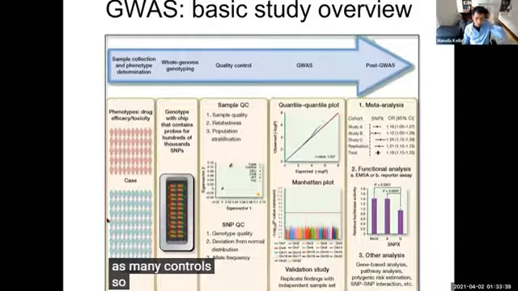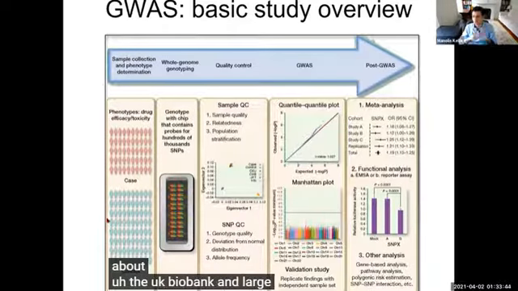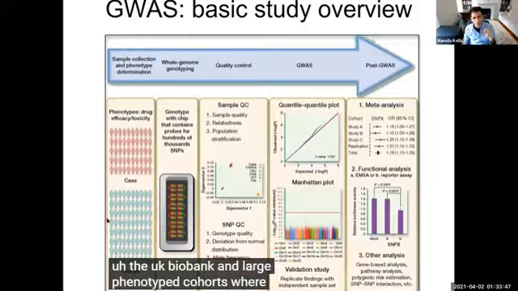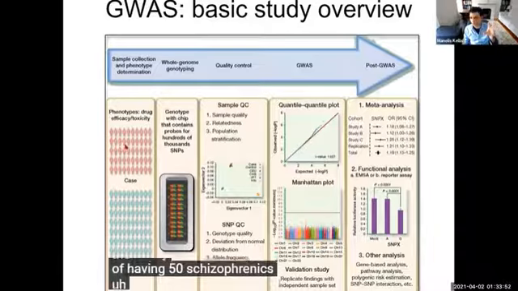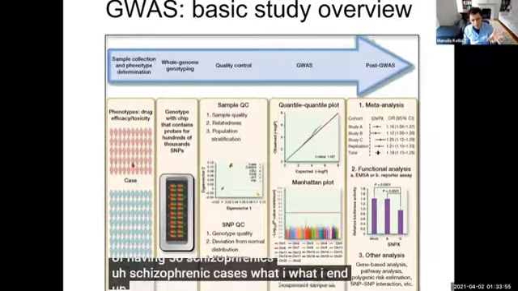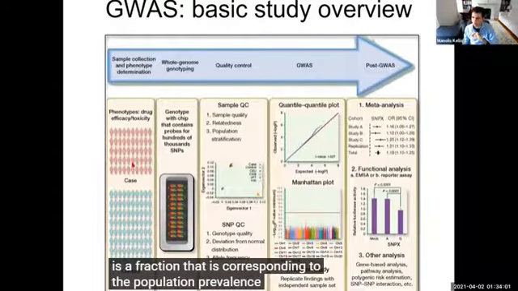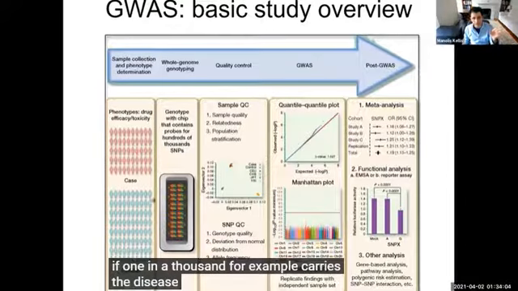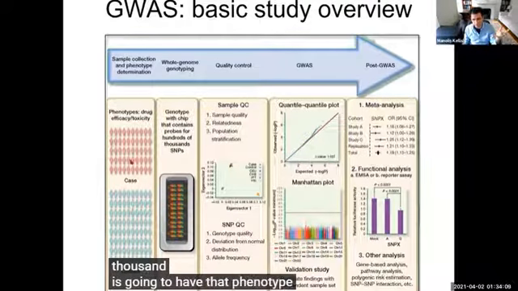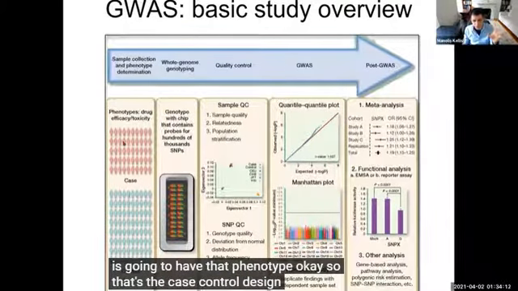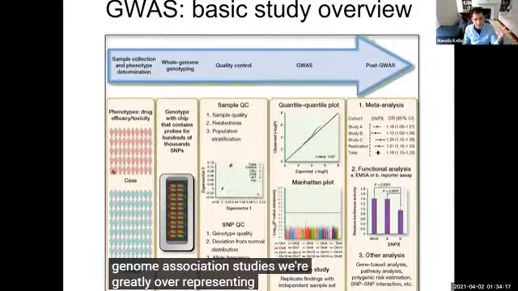So next Thursday, we're going to talk about the UK Biobank and large phenotyped cohorts where I don't have the luxury of having 50% schizophrenic cases. What I end up with is a fraction that is corresponding to the population prevalence. If 1 in 1,000, for example, carries the disease, then in my biobank, only 1 person in 1,000 is going to have that phenotype. Okay, so that's the case control design, where you should be aware that for genome-wide association studies, we're greatly overrepresenting the cases.